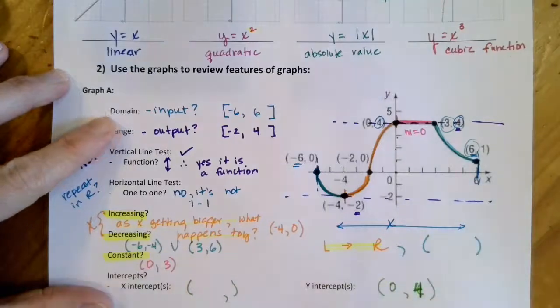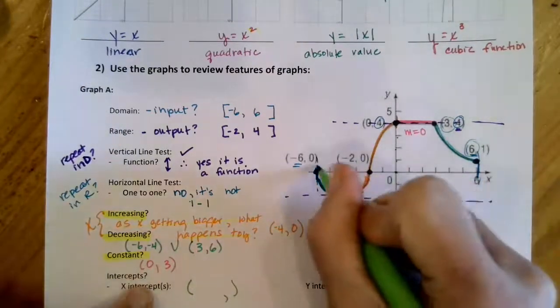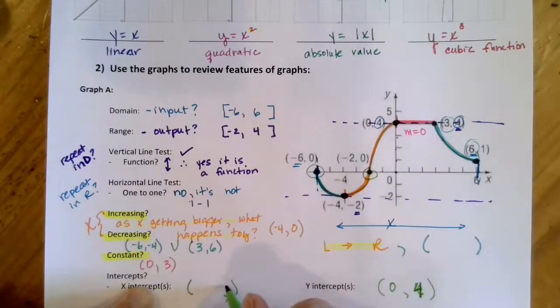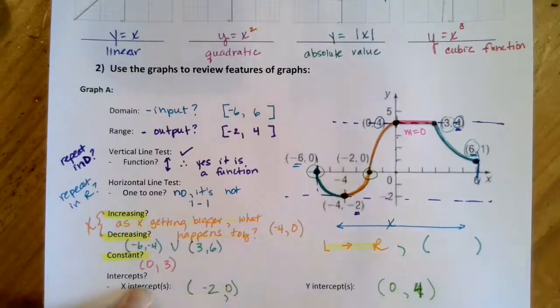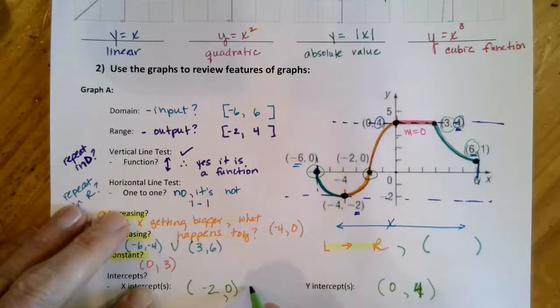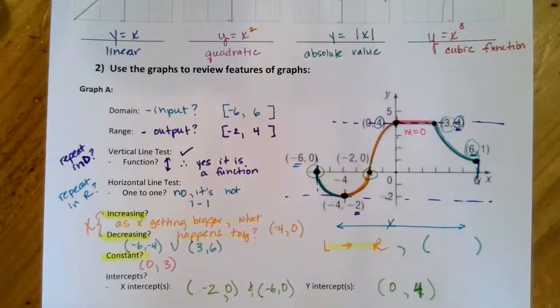You want to make sure that that's a 4. Our x-intercepts is where it hits our x-axis. So that means we have an output of 0. So here at -2, we have an output of 0. And then at -6, we have an output of 0. So our intercepts, make sure you pay attention to where the 0 is.